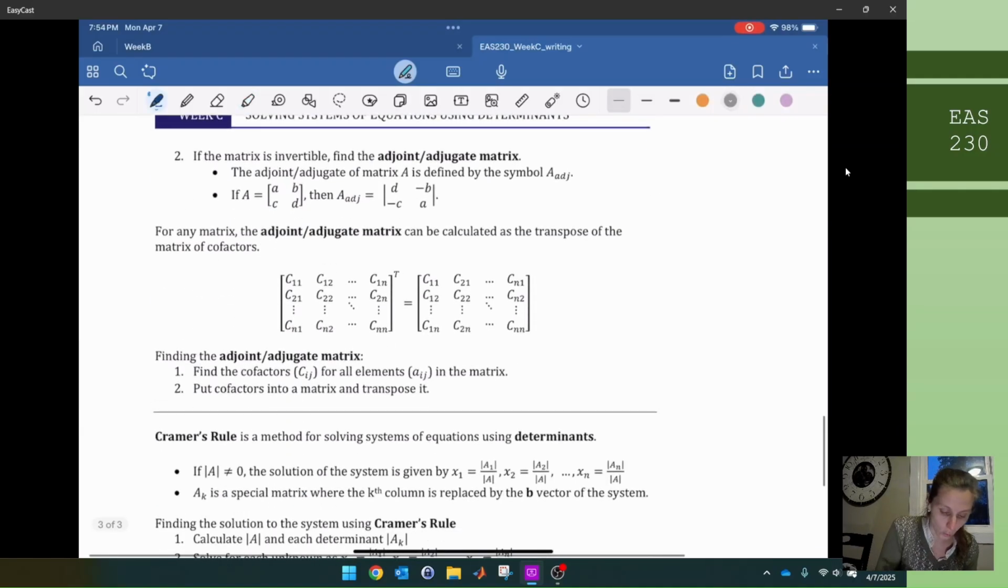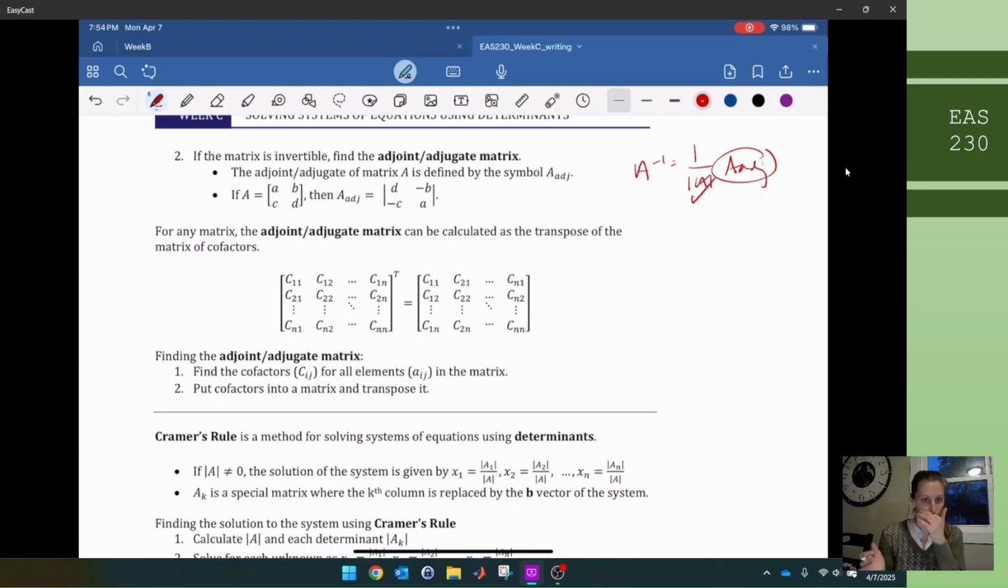Okay, so A inverse equals 1 over the determinant of A times the adjoint of A. Okay, that's our equation. We know how to do this part now. Now we need to find the adjoint. And the adjoint is also found using a bunch of cofactors.